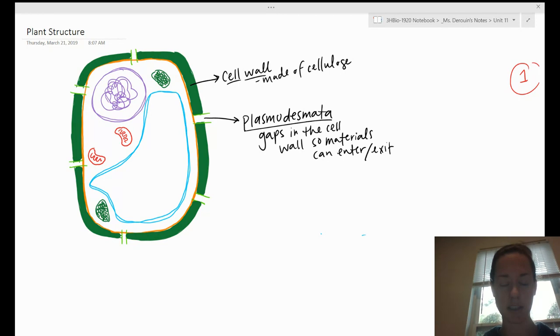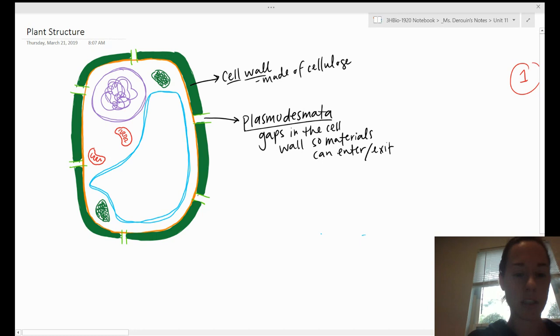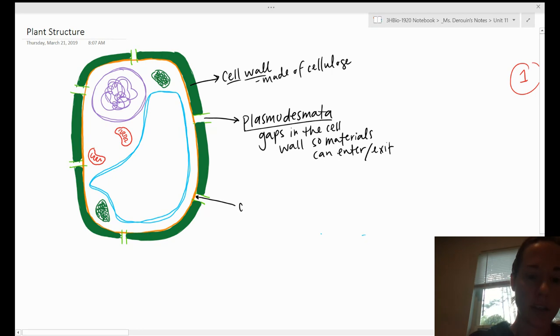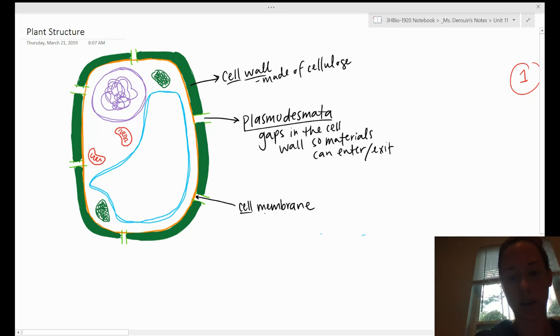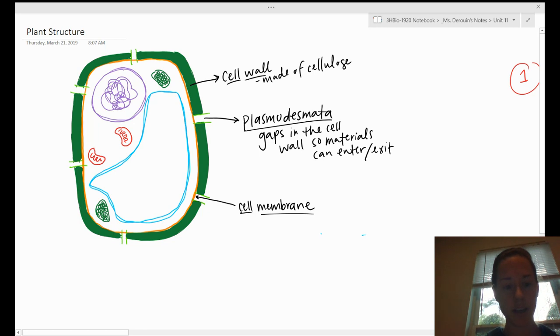Of course, for anything to enter and exit the cell, it has to pass through the plasma membrane, the cell membrane. So that's the orange line that's going around the whole cell. Plants have a cell wall, but they also still have a cell membrane. This is cell membrane. I'm not going to write a definition of that because I think everybody already is good on it.